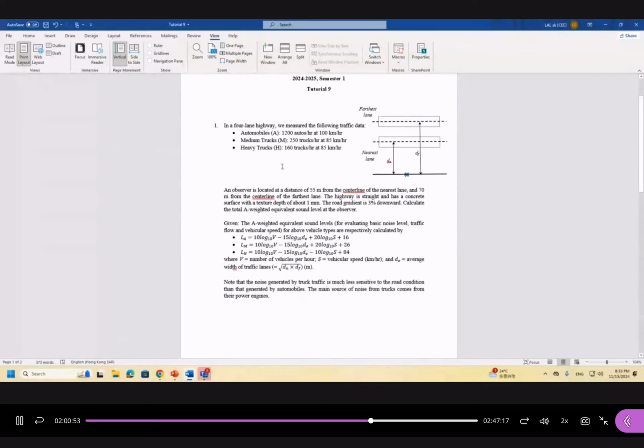The noise generated from traffic has three different types. The first one is automobiles, the second one is medium trucks, and the third one is heavy vehicles. The second and third types belong to the category that is much less sensitive to the road conditions than the noise generated by automobiles. The main source for these two types comes from the power engines. Okay, this is the first question.